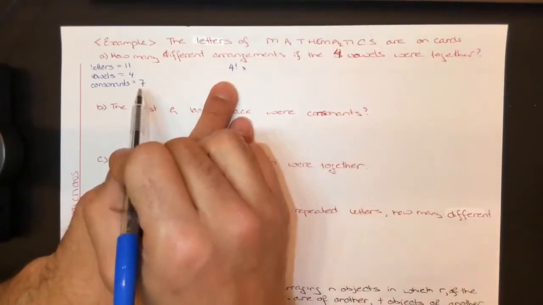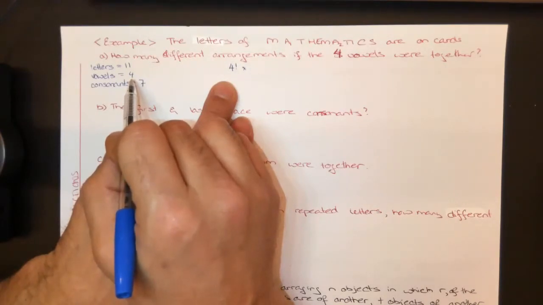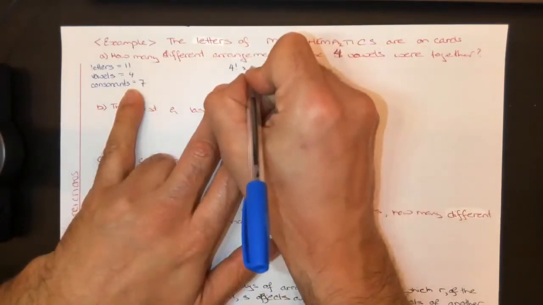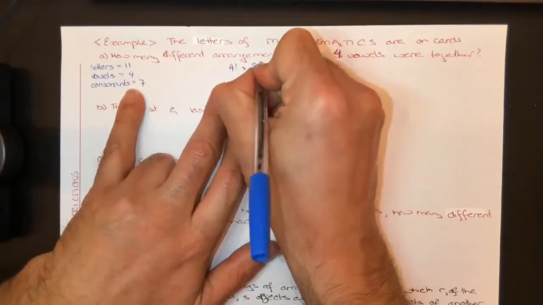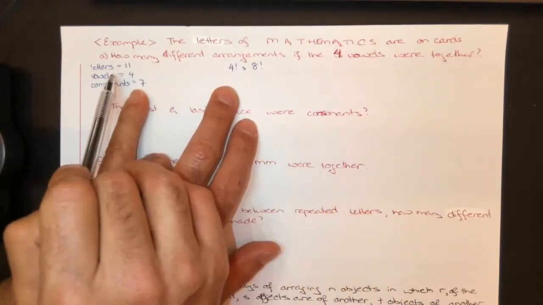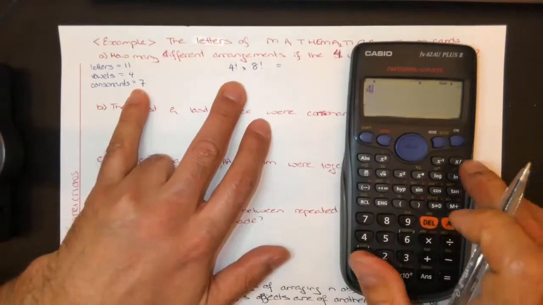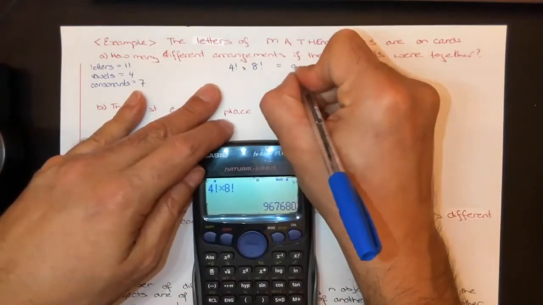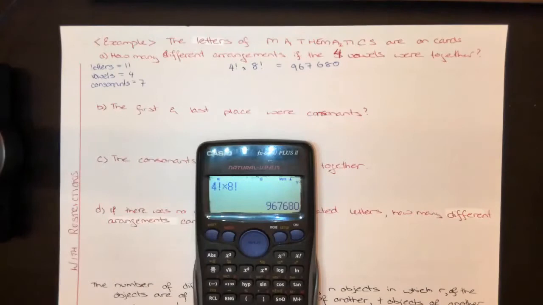But then there are, so if that's 1 unit and there's 7 different consonants, then there are 7 plus 1, there are 8 different units. Yeah, the 7 consonants as independent units and the vowels as 1 unit. So the different arrangements would be 4 factorial times 8 factorial. Okay, so there would be 967,680 possible ways. Okay.